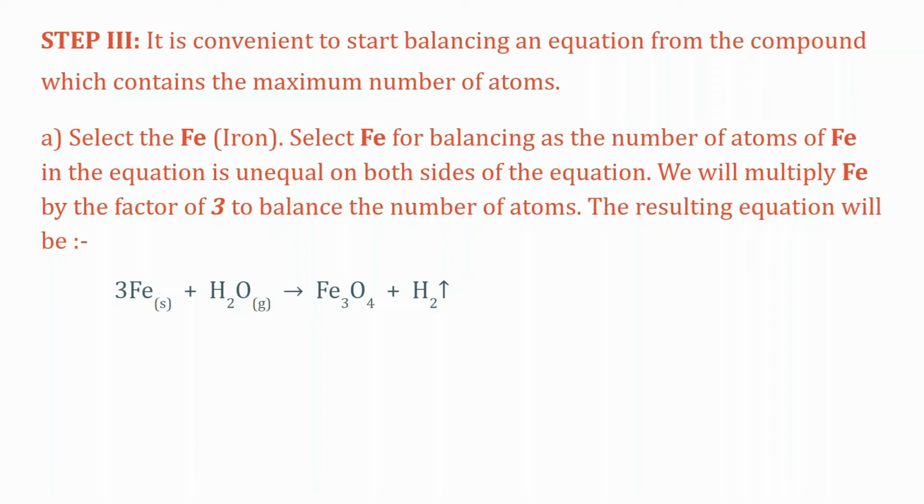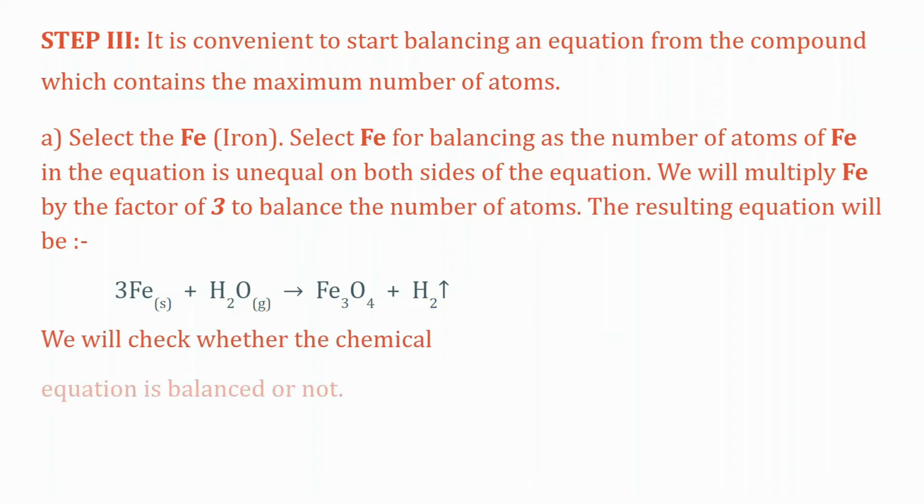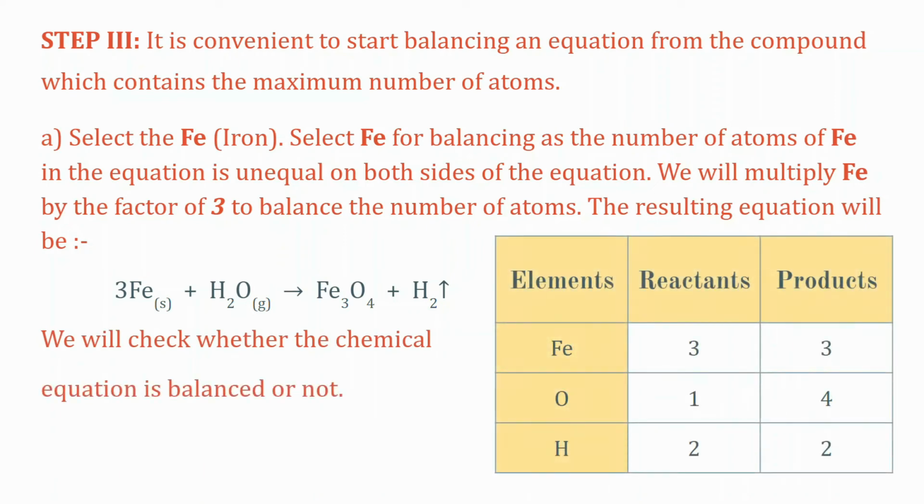Now you make a table and see that iron has 3 atoms in the reactants and 3 atoms in the product side. But oxygen is still unbalanced, but hydrogen got balanced while you are balancing iron.